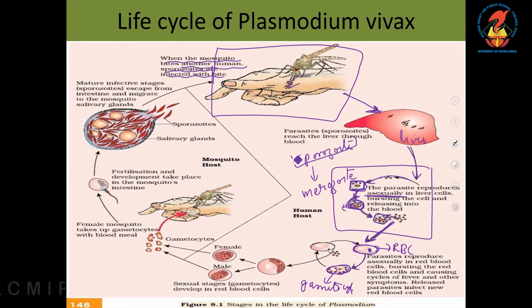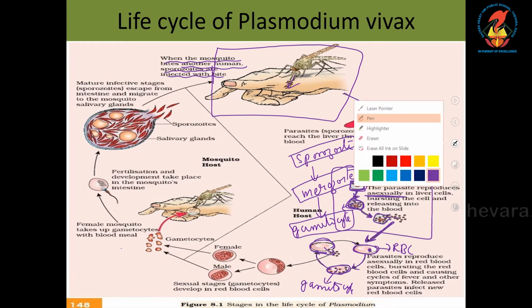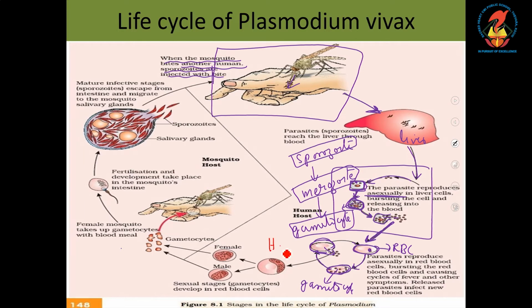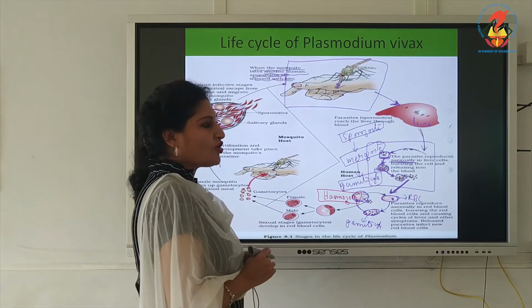So we saw from sporozoites, it became merozoites in the liver cells, and then it became gametocytes in the RBCs. Now, you can see the RBC rupture. When it is filled with gametocytes, it ruptures and releases the gametocytes. Here, it is very, very important. When the RBC ruptures, a very, very toxic substance is released, and that toxic substance is called hemozoin. And this hemozoin is responsible for the characteristic fever of malaria.